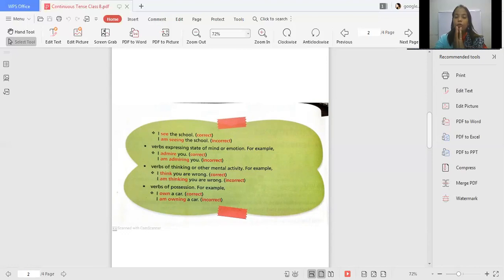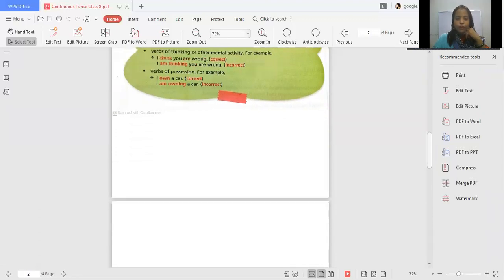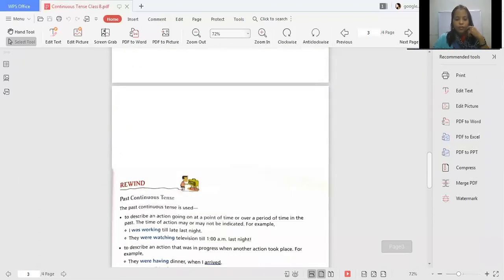Now, when I'm talking about verbs of thinking or other mental activity, like I think you are wrong, that is totally correct. But if I say I'm thinking that you are wrong or you are going wrong, that is the incorrect way. Now, when I'm talking about verbs of possession, that means belongingness, when something belongs to you, it is again incorrect to use the present continuous tense. So that was a few areas wherein you should not use the present continuous tense.